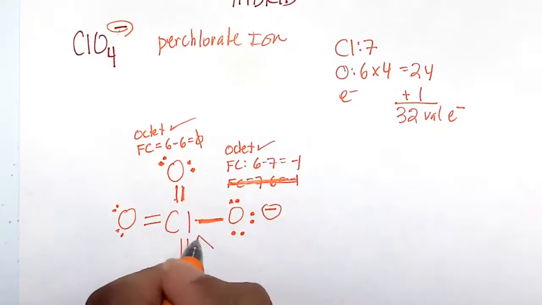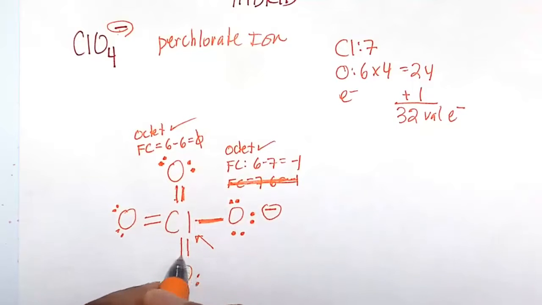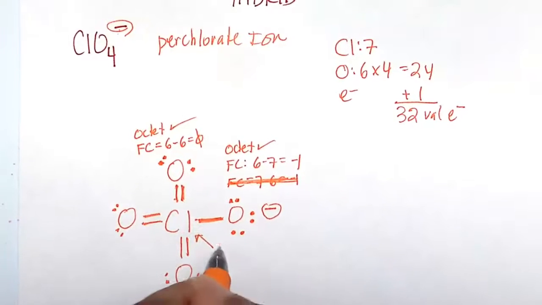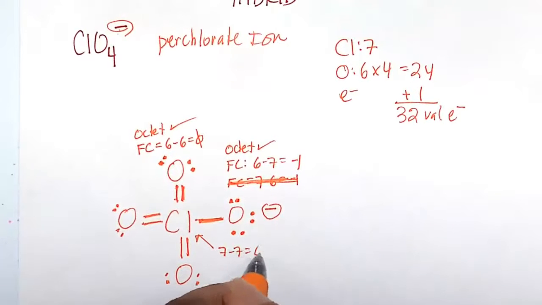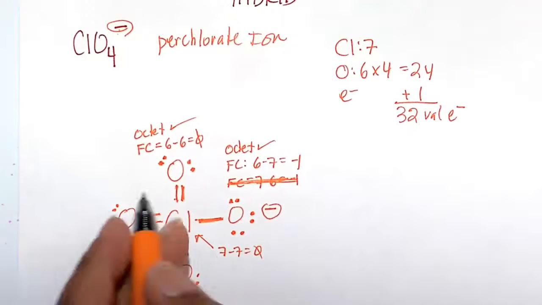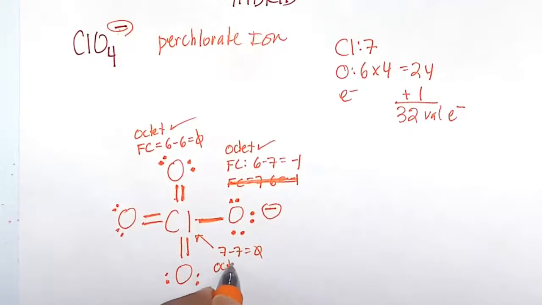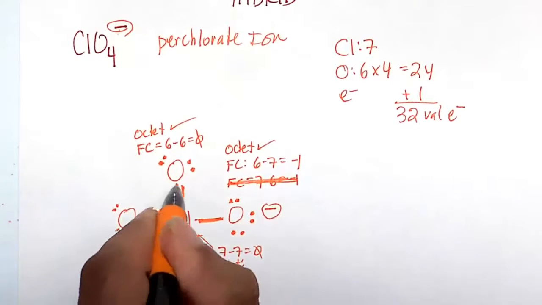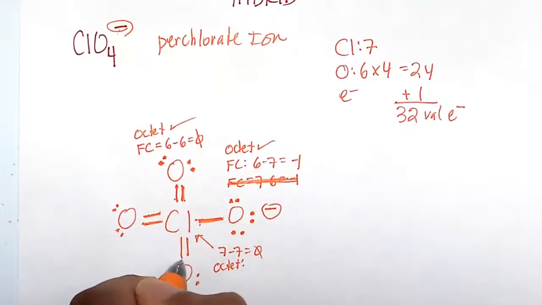What about the formal charge for this chlorine? 1, 2, 3, 4, 5, 6, 7. Chlorine is happy at 7. 7 minus 7 is 0. This is an expanded octet, though. The octet is going to be expanded. It's not 8, but that's okay. 1, 2, 3, 4, 5, 6, 7, 8, 9, 10, 11, 12, 13, 14. In fact, that's a very expanded octet for the chlorine to make the ClO4 minus.